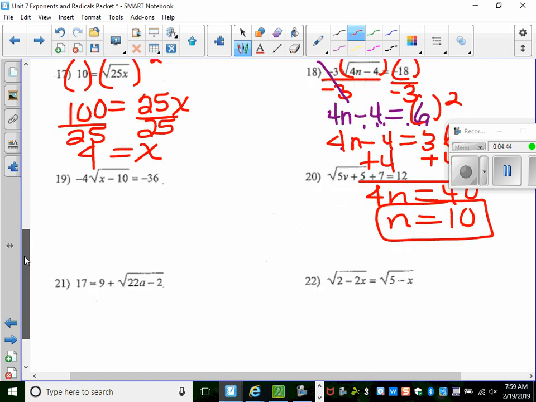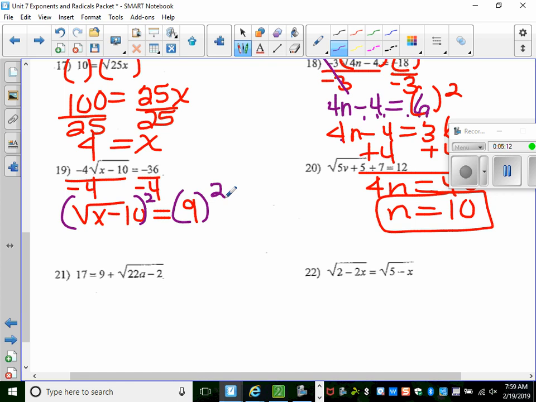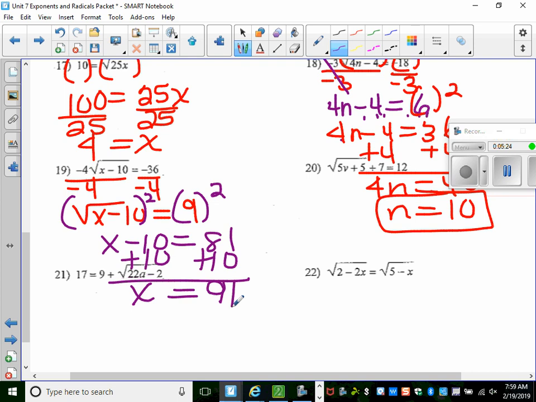Let's move on down to 19. All right, give me 1 second. So next thing we're going to do here is divide both sides by what? All right, so let's do that. That's going to give me the square root of x minus 10, and I'll put in every step this time, equals what? 9. Very good. So now we're going to square both sides. That drops my radical, and I'll have x minus 10 equals what? 81. All right, now we can add 10 to both sides. So x equals 91, is that correct?